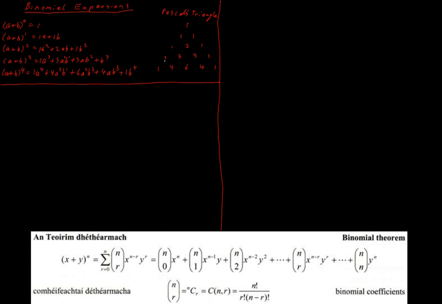If we draw out the coefficients, and Pascal was one of the first people to do this, he was a very important philosopher and mathematician. When he wrote out the coefficients for the powers of different brackets a plus b, he ended up getting this pattern here, where we have 1 as our top term, and then 1, 1, and then 1, 2, 1, 1, 3, 3, 1, 1, 4, 6, 4, 1.